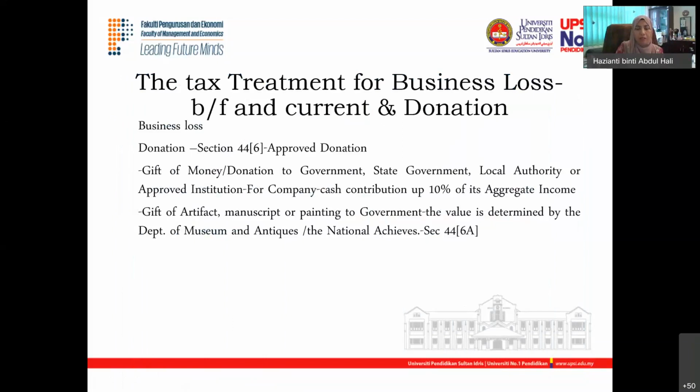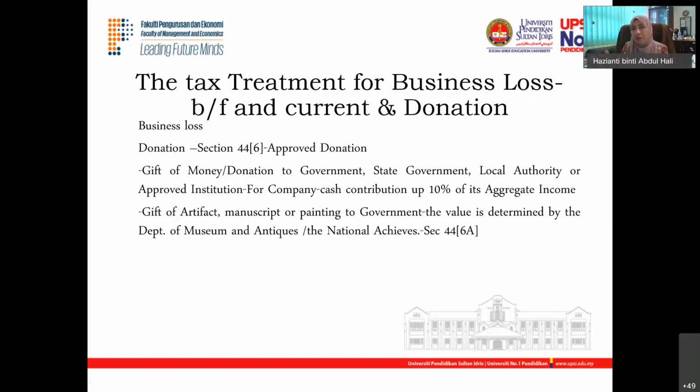All right, and there's also a treatment for business loss brought forward, which means if your business is giving you losses, you don't have to pay tax. Okay, so we carry forward the previous business loss. And these are all deductions. Donation, gift of money, donation to government. That is why you see now during this pandemic, banyak sangat company contribute and donate a lot to the government. Prihatin situ, prihatin sini, and then they donate face mask, they donate sanitizer, they donate food. All these are actually deductions, can be deducted from the profit that will eventually reduce the income tax.